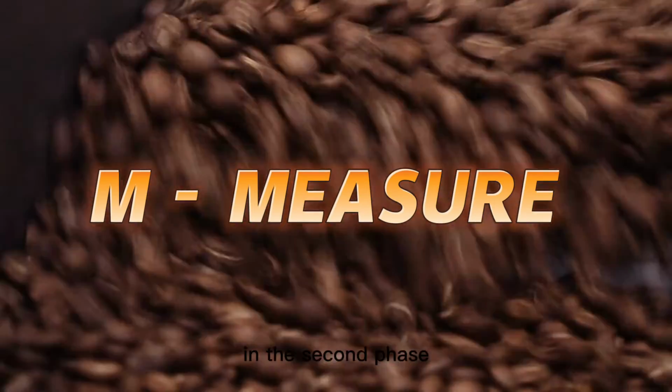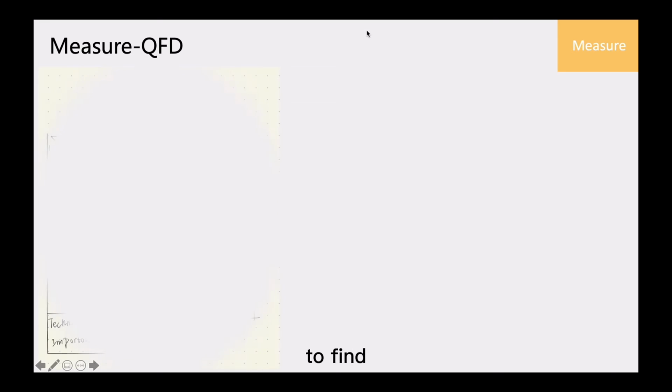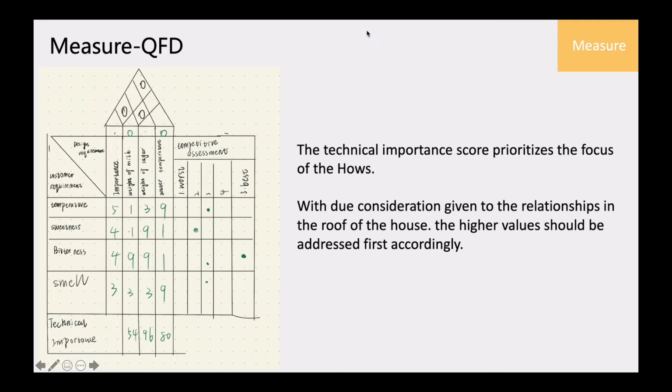In the second phase, measure phase, in order to find the technical importance, we conduct the QFD method in the measure phase to temperature, sweetness, bitterness, smell with importance scoring. To achieve the expectation, 3 technical elements are designed to match the user's need. After scoring and calculation, the rank of technical importance is weight of sugar, water temperature, and water milk.